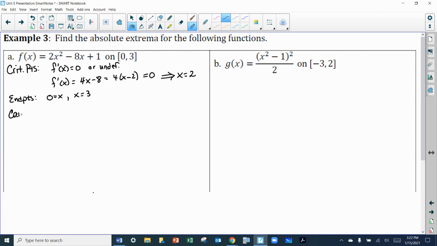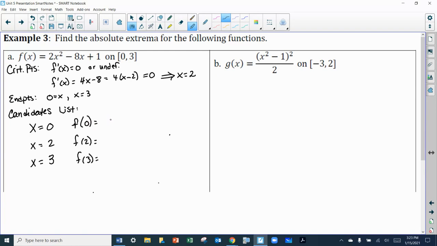Now let's come in with a candidates table or candidates list. And I like to list them out least to greatest. So x equals 0, x equals 2, that one's coming from the critical point, and x equals 3, the endpoints. So now how do I determine where the absolute max and min occur? I need to take it back to the original function: f of 0, f of 2, f of 3. Let's get some y values now.